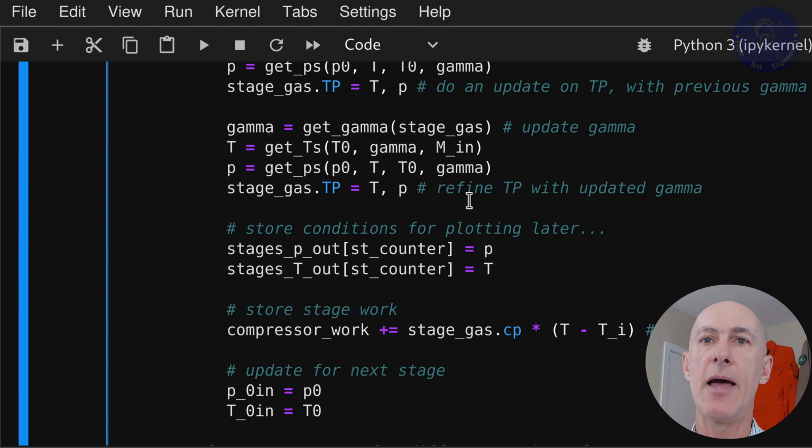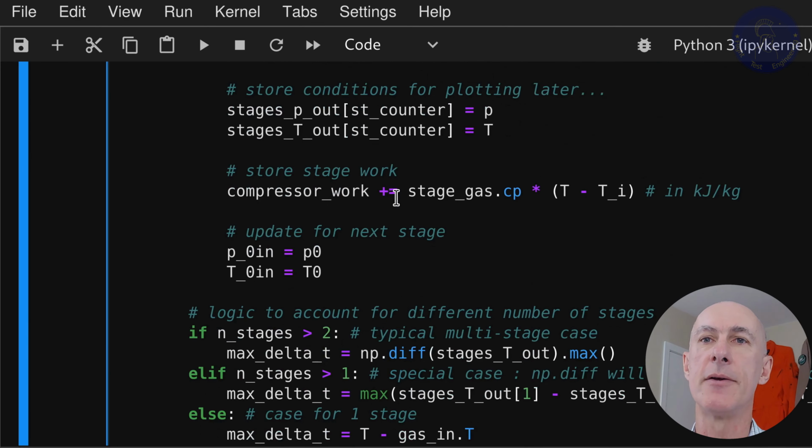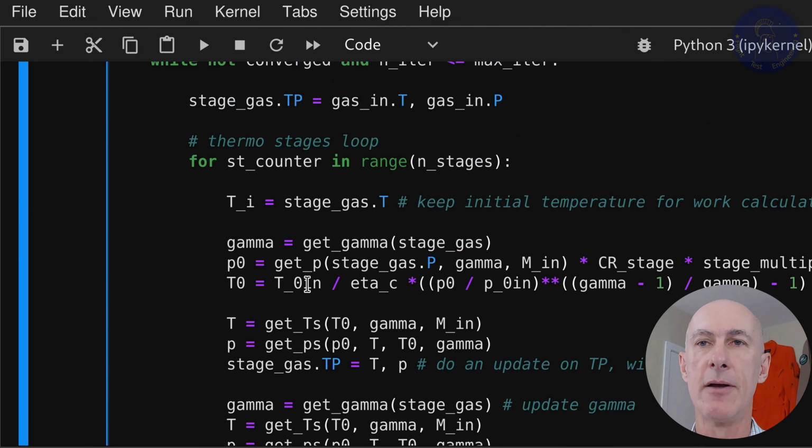Then we calculate the work required, work that we inputted to this stage here, which is going to be our Cp times delta T. And we update for the next stage. We say that our static pressure in and our static temperature in is going to be the static pressure and temperature that we just calculated for the stage. And the loop runs again until you reach the number of stages here.